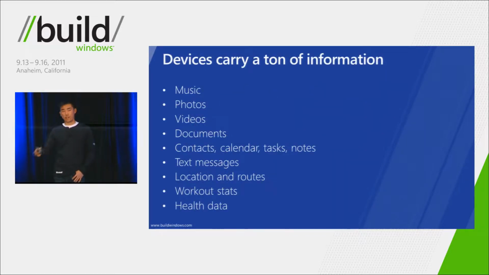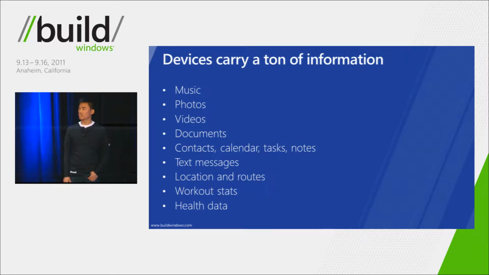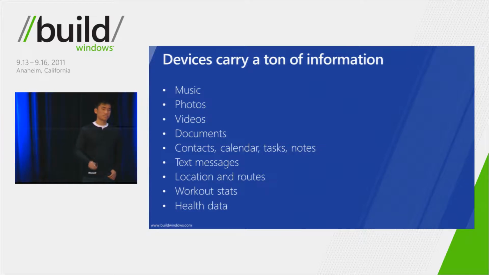Devices carry a lot of information, right? You're all familiar with the common types of information you expect, like music, photos, videos, documents. If you were using a cell phone with Windows, you may expect to be able to get contact information, calendar information, task information, and notes. And we just showed a demo of using mobile broadband adapters to send and receive text messages.